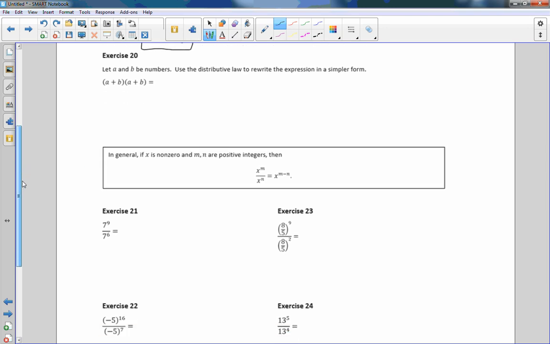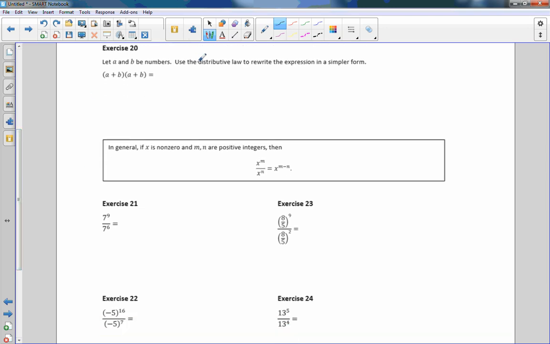Okay, exercise 20. Let a and b be numbers. Use the distributive law to rewrite the expression in a simpler form. Okay, and we call this FOIL. We're going to do first, outer, inner, last. It's a distributive property, basically. So FOIL means first. In other words, we're going to take a times a. I'm just going to write everything out. a times a plus. And then we're going to do a times b. Here's my outer. a times b is a times b. I'm just going to write it a times b for now.